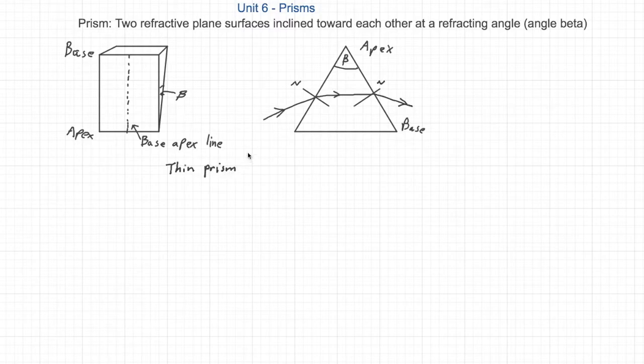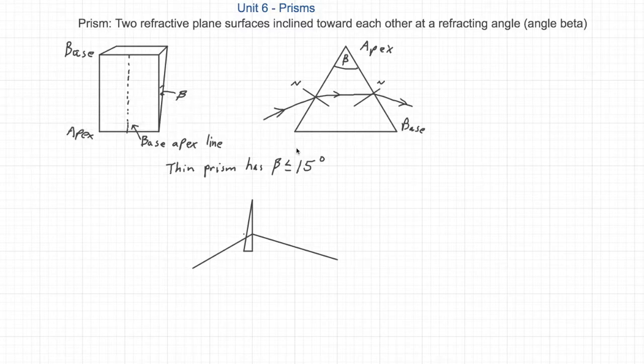Now a thin prism is defined as having a refracting angle beta less than or equal to 15 degrees. So let's draw a thin prism. And we'll send in a light ray. Try that again. There we go. And the light ray will be bent toward the base as it exits the prism.